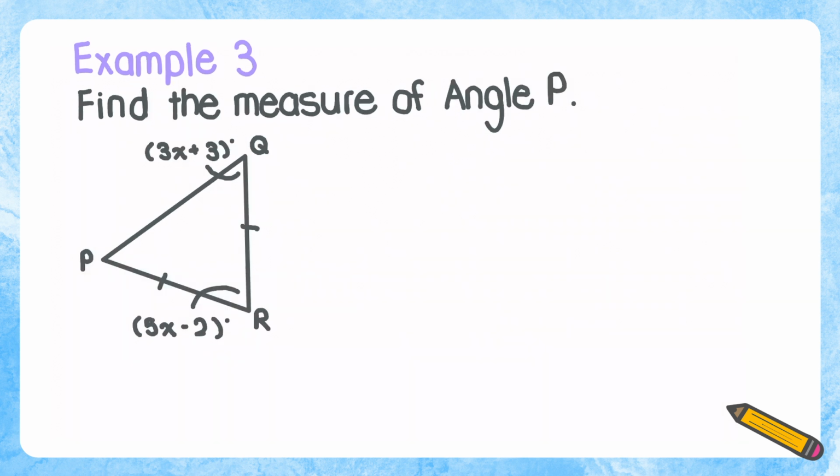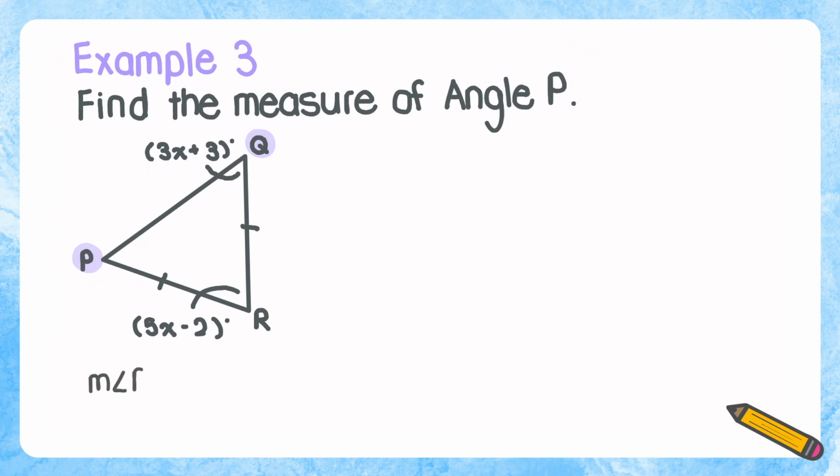Let's look at one more example for isosceles triangles. Here we have the triangle PQR, and we are asked to find the measure of angle P. This triangle is an isosceles triangle. Which sides are congruent to each other? Sides RP and RQ. And then which ones are the base angles? The base angles here are angle Q and angle P. So we know that these two angles are congruent.